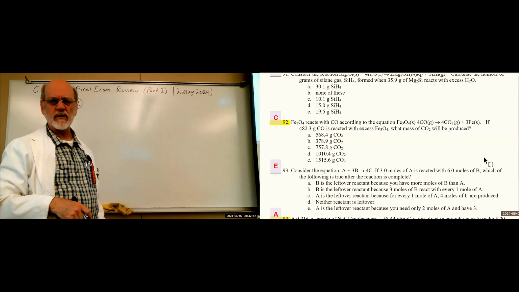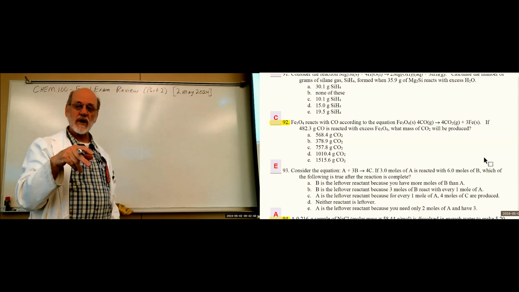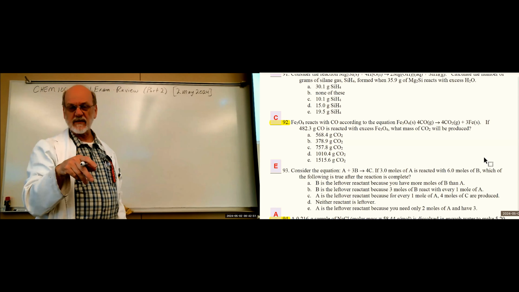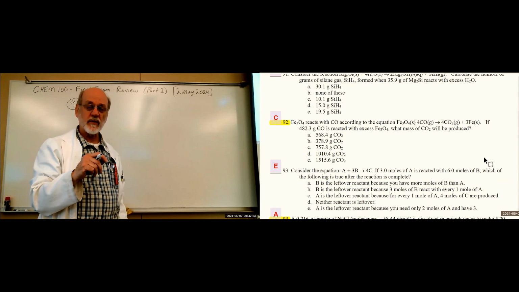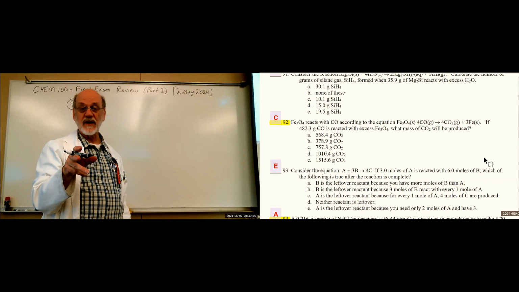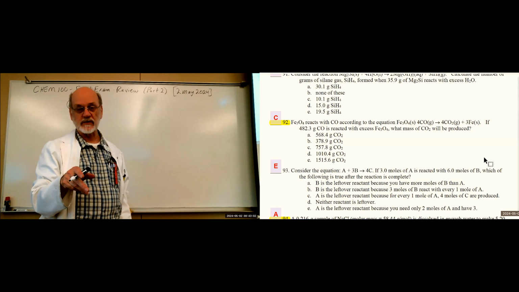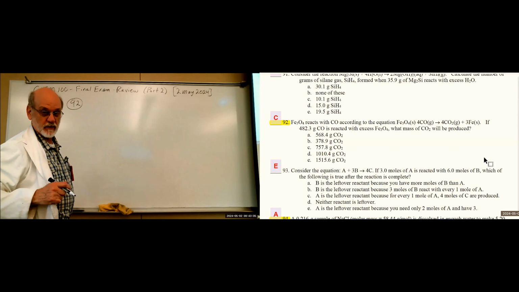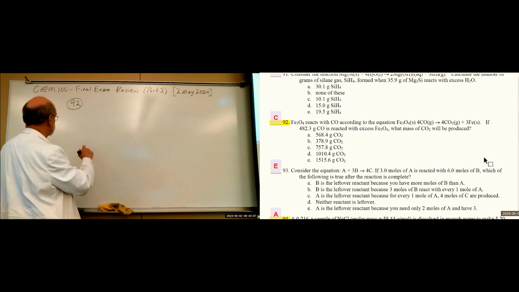Fe3O4 reacts with carbon monoxide according to the equation as given. It's missing a plus sign in this one also. If 482.3 grams of carbon monoxide is reacted with excess, what mass of CO2 will be produced? Okay. So this one is fairly straightforward.